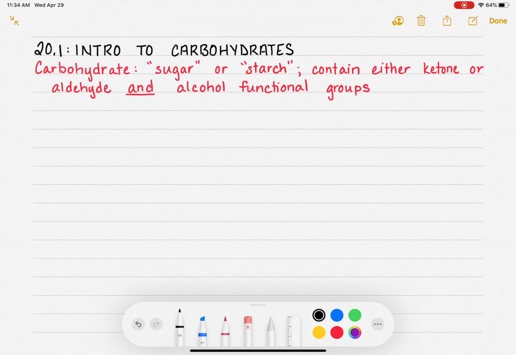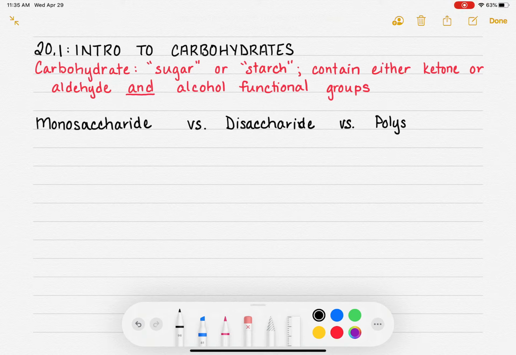Carbohydrates can be classified 3 different ways. So every carbohydrate can be classified in one of 3 ways. We have monosaccharides. We could also classify them as a disaccharide, or a polysaccharide. In the classification, mono versus di versus poly is based on the structure of the carbohydrate.